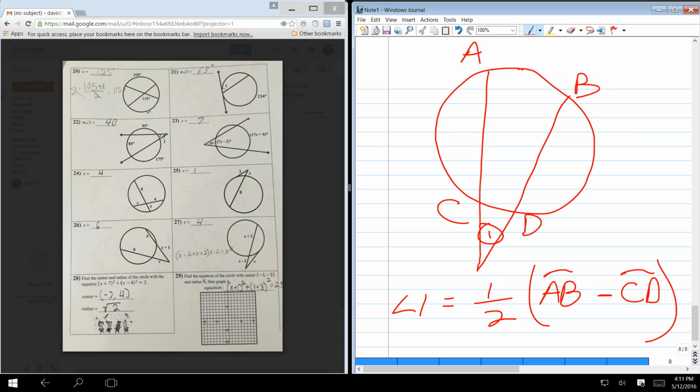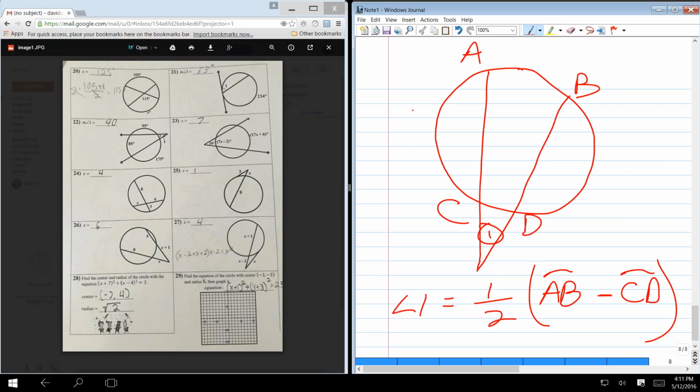When it was question number 20, the intersection is inside of the circle, so I'm adding those arcs. But every time it's outside the circle, it's going to be half of the difference of those two arcs. So now let's put numbers on it.